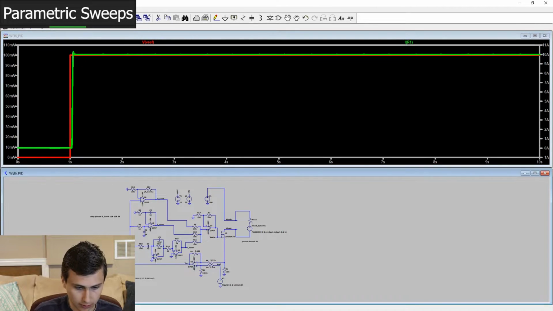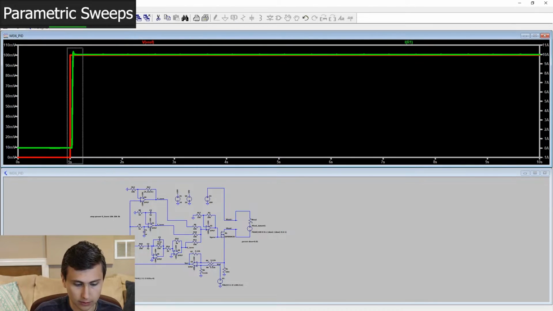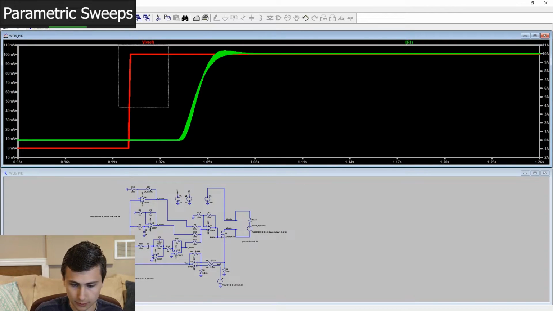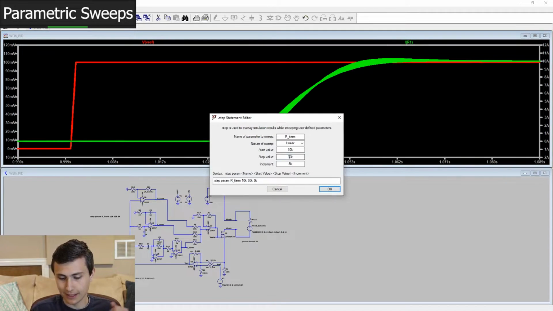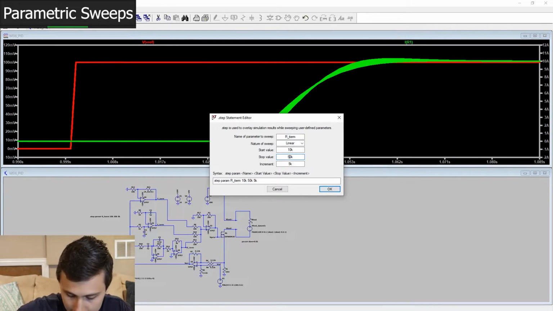Okay, those curves might be a little too close together. We can't really see that. Okay, let's maybe expand the range a little bit. Let's go to 50K and let's do 10K increments. I was hoping that one of those was going to be a little bit unstable. Apparently, I did not get that lucky.